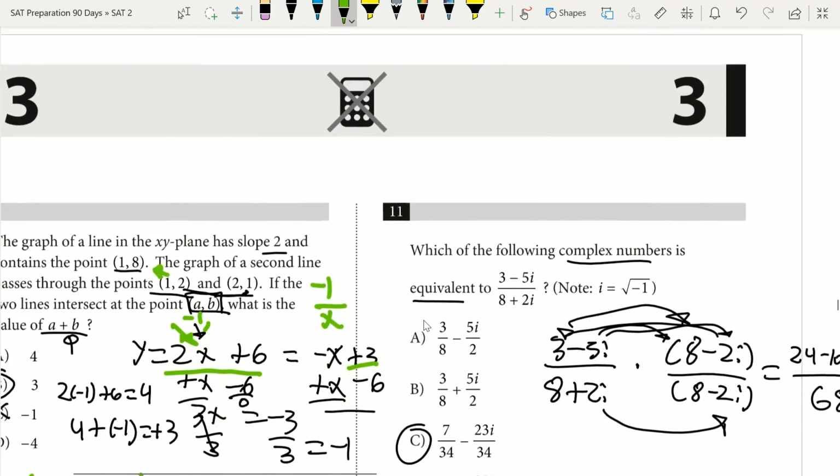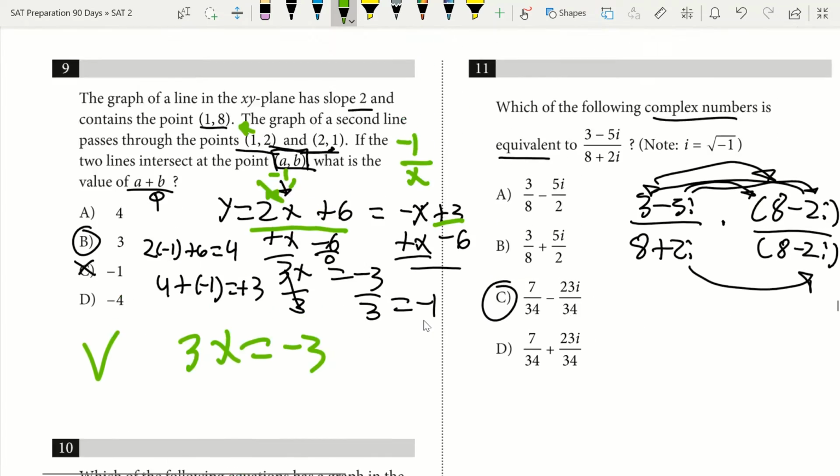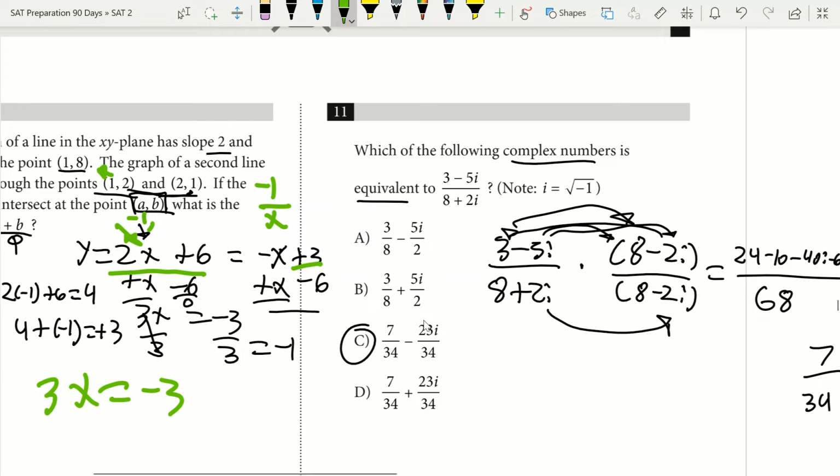Okay, now I go back and answer or check my work on 10 through 15 as much as I can. Number 10 right here. Okay, we're asked for which one's always going to be greater than or equal to -1. I selected an answer that's squared. That's always got to be equal to or greater than 0. That's correct.